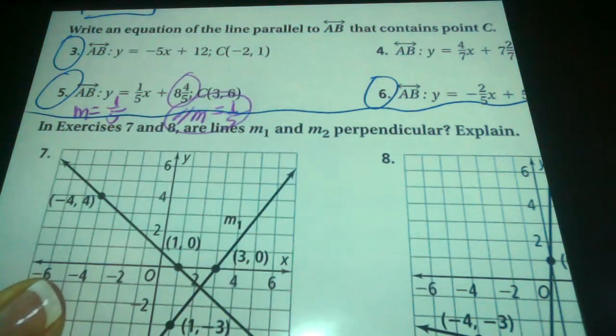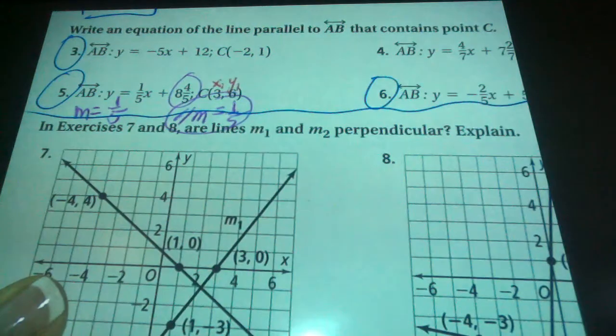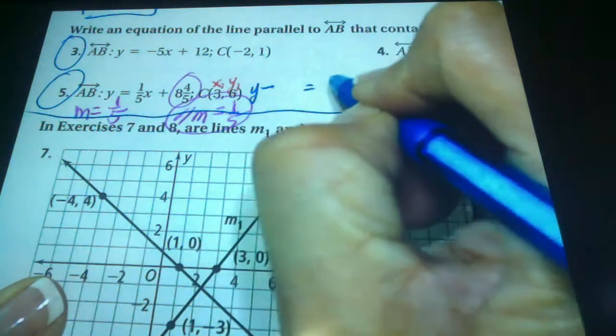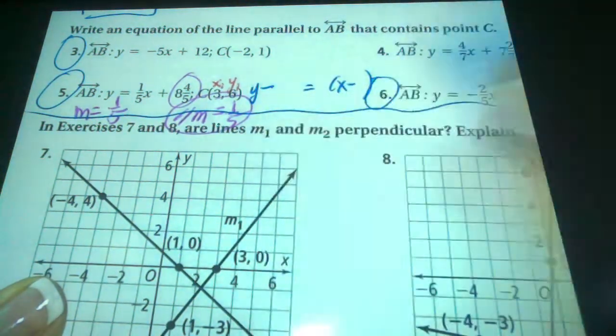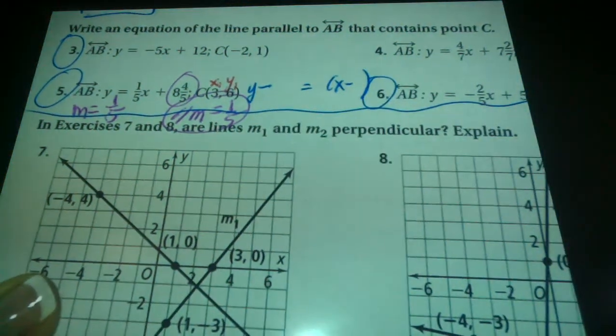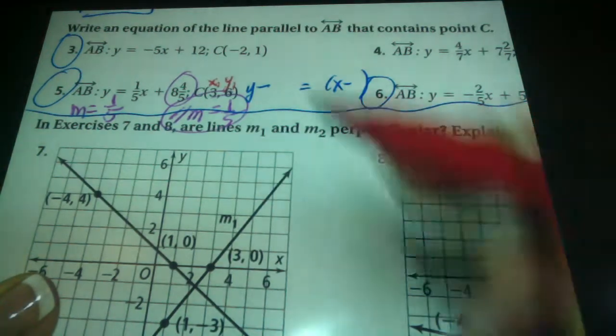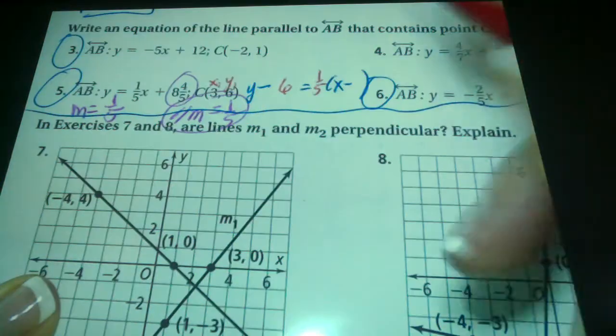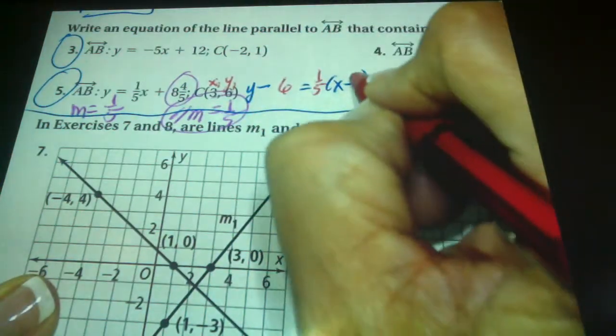And so then I want to use this point. This is x sub 1, y sub 1. We're going to run it through a formula. Y minus y sub 1 equals m times x minus x sub 1. Let's route it in. So my y sub 1 is 6. My slope is positive 1/5. And my x sub 1 is 3.